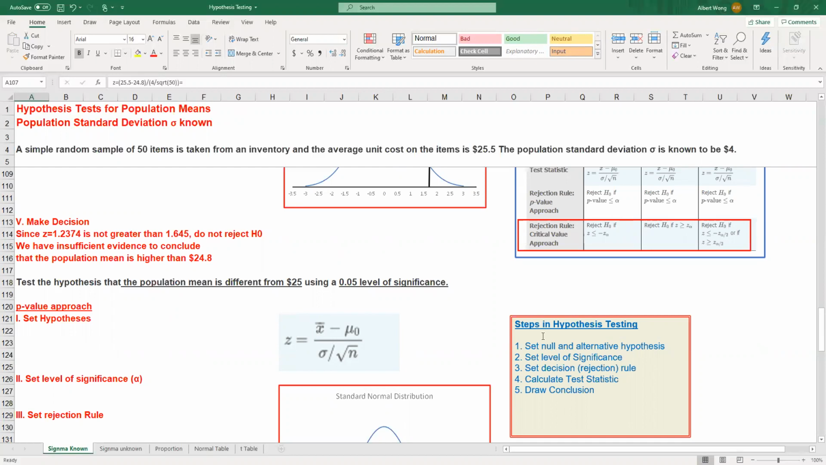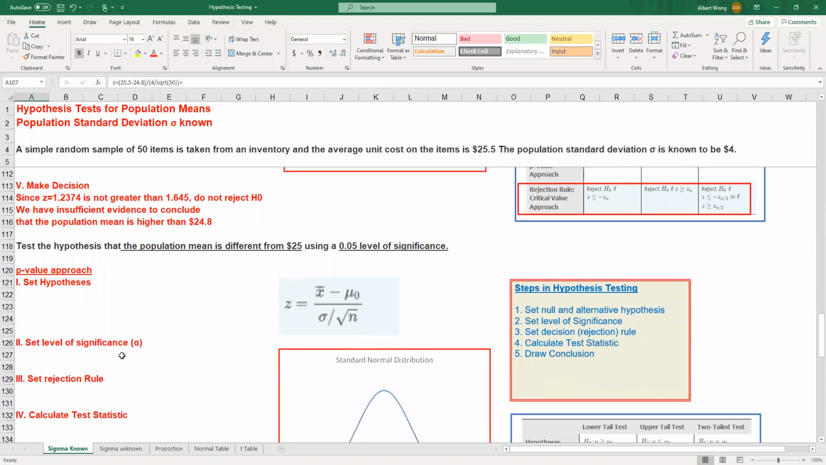Again, same 5-step hypothesis test. We set the hypothesis, we set the level of significance, we set the rejection rule, we calculate the test statistic, and we draw a conclusion. And again, we can use either the p-value approach or the critical value approach. And as before, we're going to do the p-value approach first. Okay, so under the p-value approach, what is the first thing we do?